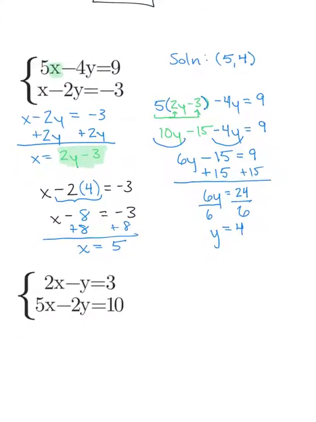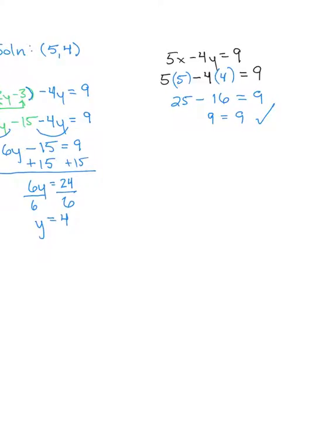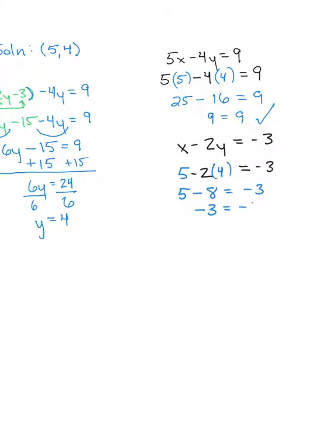The second equation, we have x minus 2y equals negative 3. And if we plug this in, we get 5 minus 2 times 4. And I want to know, is this equal to negative 3? So if we go ahead and multiply, I'm going to bring down the 5, minus 2 times 4 is 8. And 5 minus 8 is equal to negative 3.